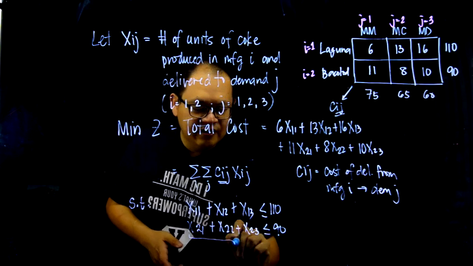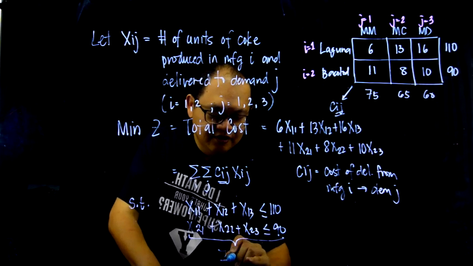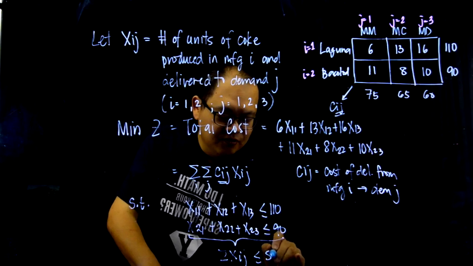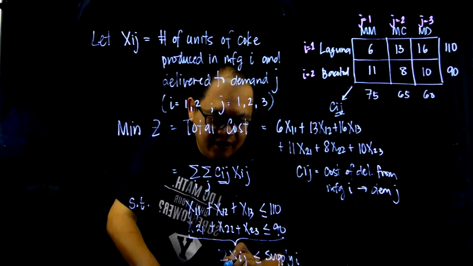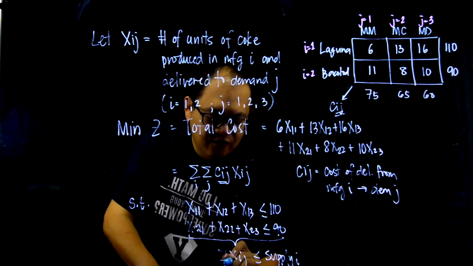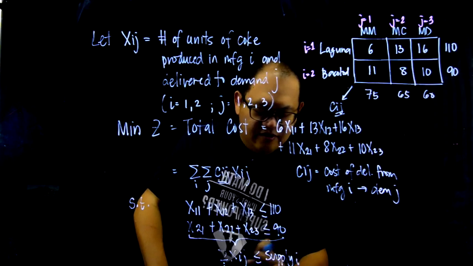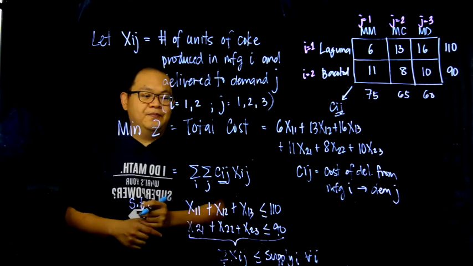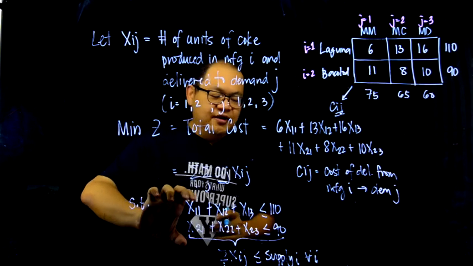If you want this written in shortcut form, this is just the summation of Xij has to be less than or equal to the supply of i. You're getting the sum over all demand, and you are restricting the supply for every value of i. Okay? So these are your supply constraints.